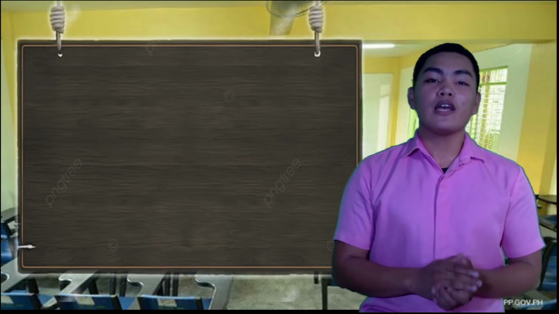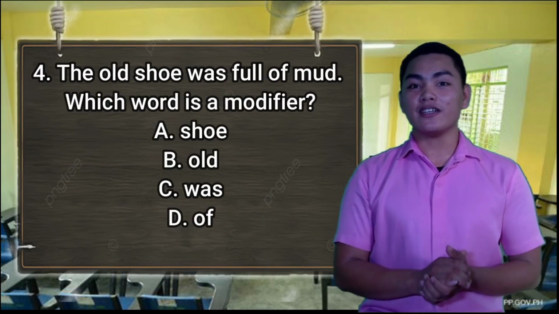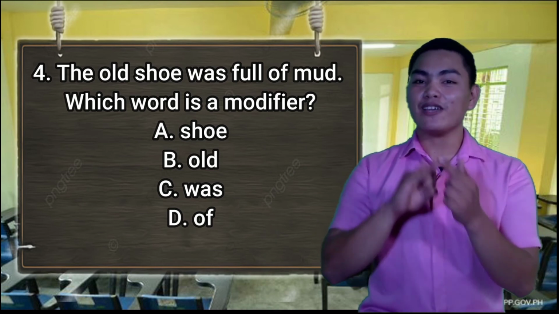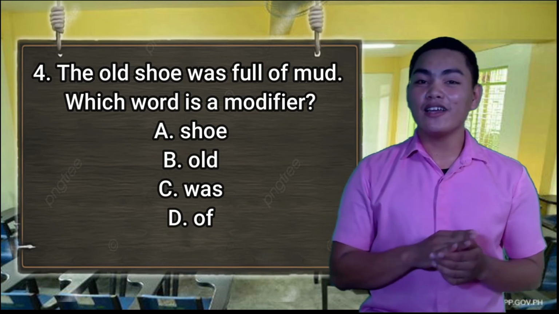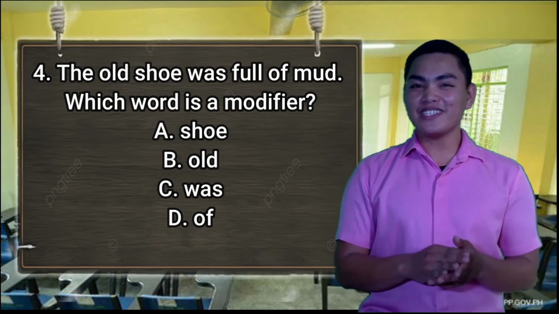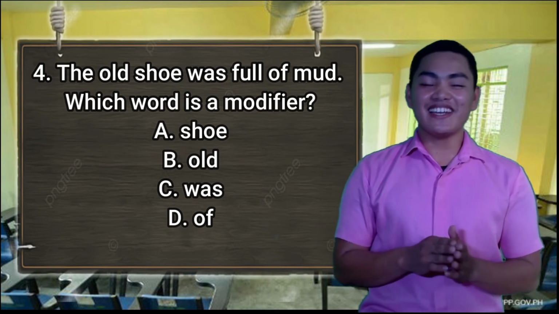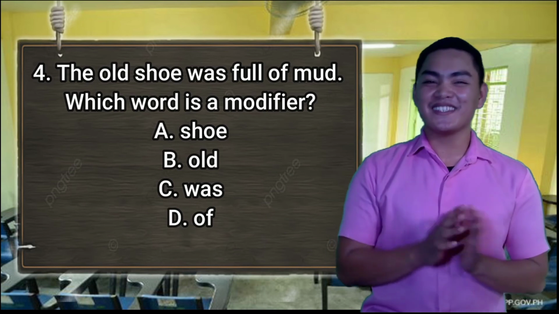Number 4. The old shoe was full of mud. Which word is a modifier? Letter A, shoe. Letter B, old. Letter C, was. Letter D, of. Very good, that is letter B, which is old.